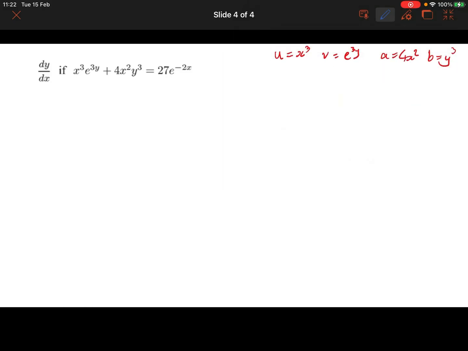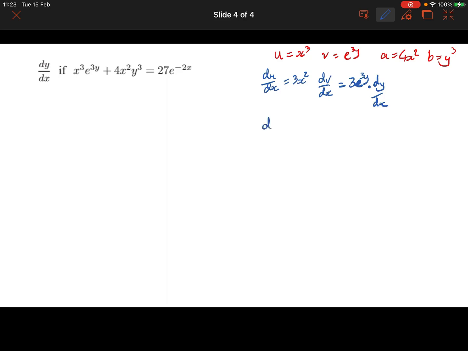Okay, so what do I need to know? I need to know du dx. That's easy, that's 3x squared. I'm going to need to know dv dx. That I'm going to have to do implicitly, so I'm differentiating with respect to y, which is going to be 3e to the 3y, and then times that by dy dx.